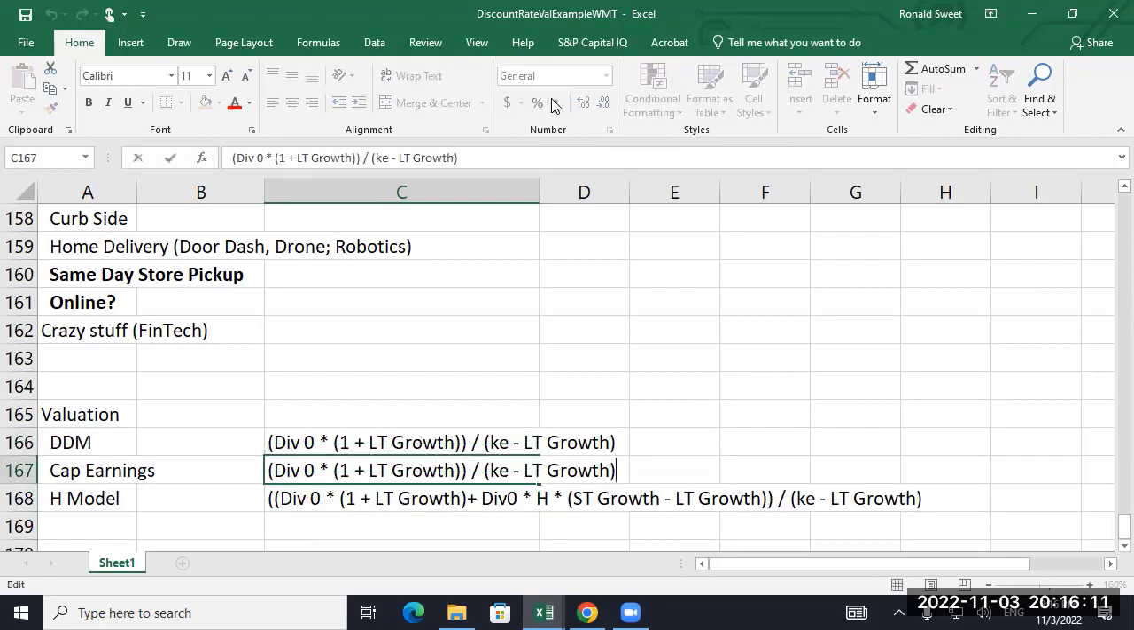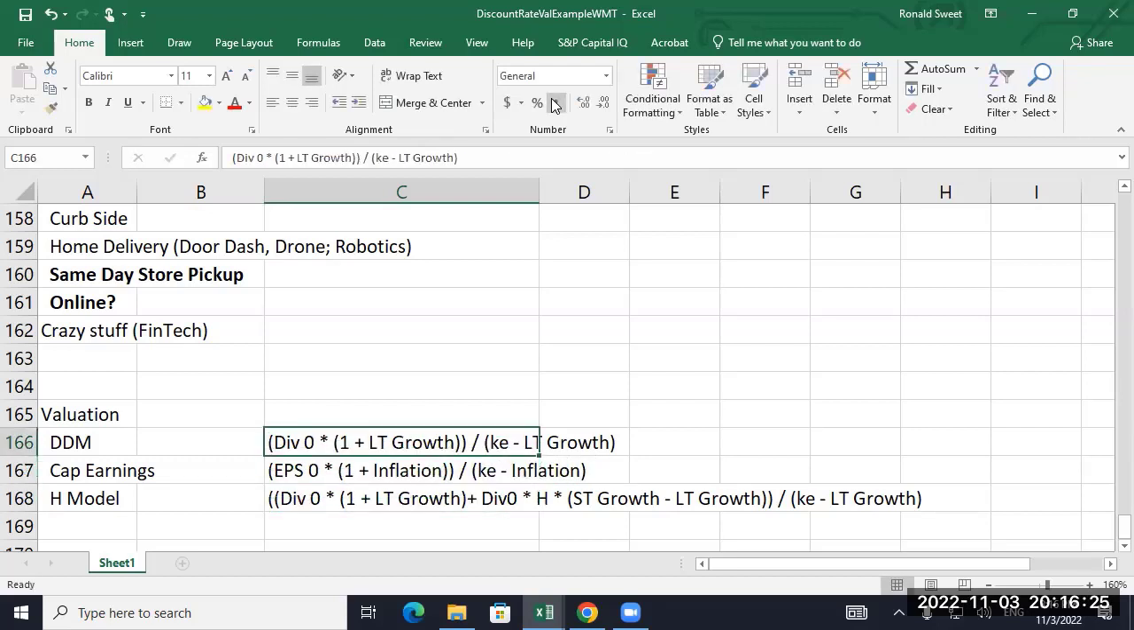And cap earnings, exact same thing again, except we're going to use earnings per share. We're going to use inflation. So those are the three models I'm going to use. Now, my growth for DDM is long-term growth. One exception I would make, if I were doing, there's got to be another high growth company in here besides NVIDIA that I can, I'll keep picking on Chad. Who else is doing high growth tech? It's not Coca-Cola. Monster kind of is. So let's take Monster, all right?